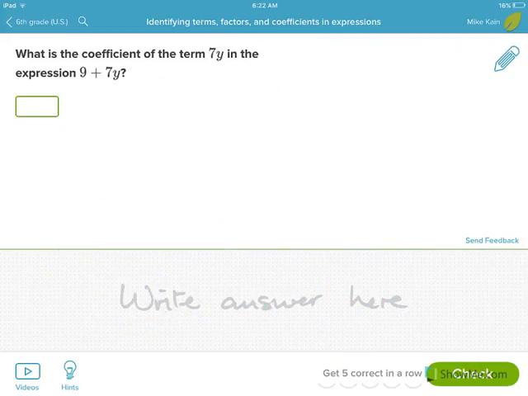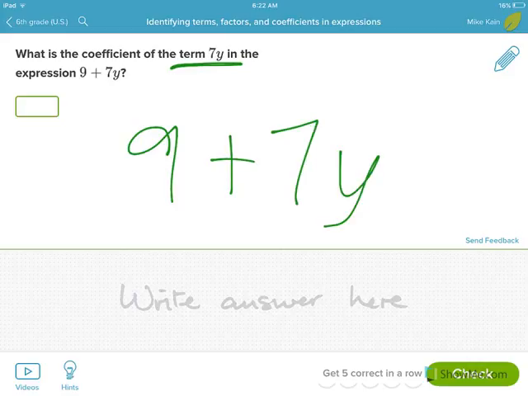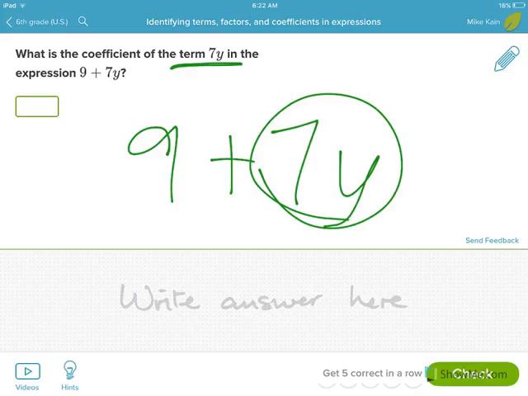So this question says, what is the coefficient of the term 7y in that expression 9 plus 7y? So they break it apart. They actually tell you the term. Here's the term. But what's the coefficient? Well, that's easy. It's just 7. That's good, Dad. You got it on your first try. So you know the coefficient is the number in front of the variable. Yep. I'm ready for more.